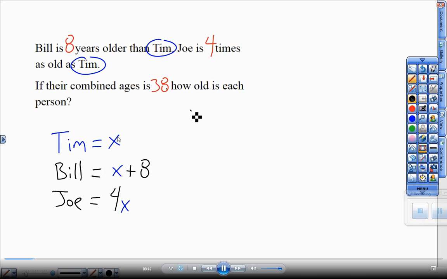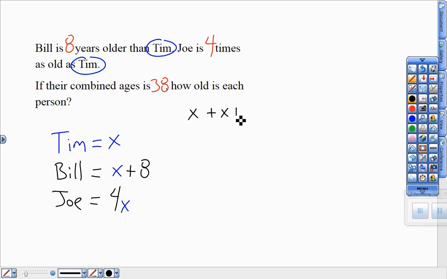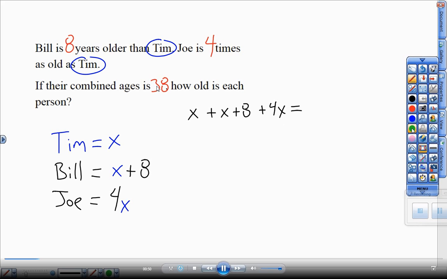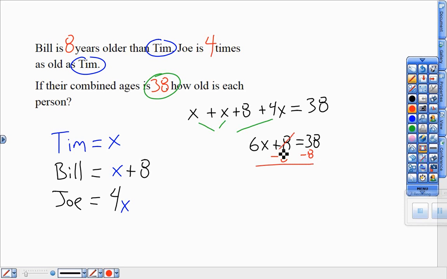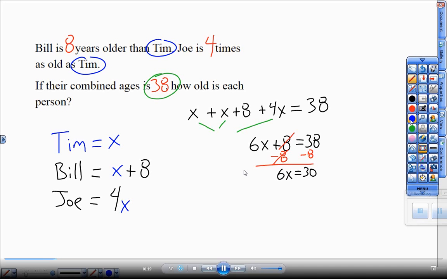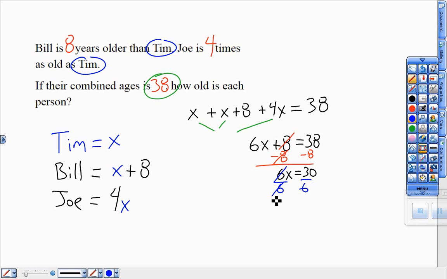If I add all 3 of these, it should equal that 38, their combined age, that total. So this expression set equal to that 38 will give me the equation. Then I combine all my x's and leave that 8 alone. Those x's combine to give me 6: 1, 2 plus 4 more, 6x. Bring down the 8, equal to 38. Take away 8 on both sides, and that gives you 6x equals 30. And then the opposite of multiplying by 6, dividing by 6, gives me x equals 5.